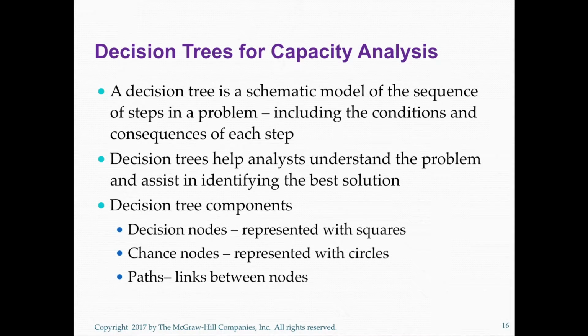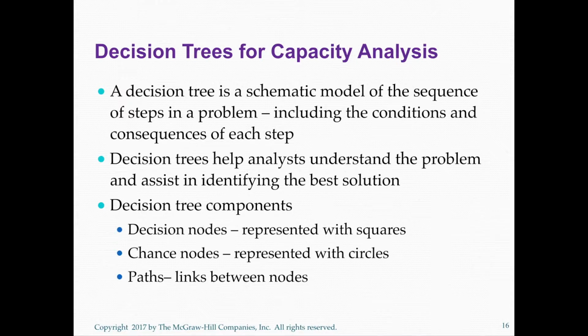In this video, I'm going to go over decision tree for capacity analysis. Decision tree is a schematic model of the sequence of the steps in a problem, including the conditions and consequences of each step. Businesses can use decision tree to help them decide which option to take for a certain project. It knows that there is a chance of outcome happening to help with the uncertain outcomes. It is possible to come up with the expected value.